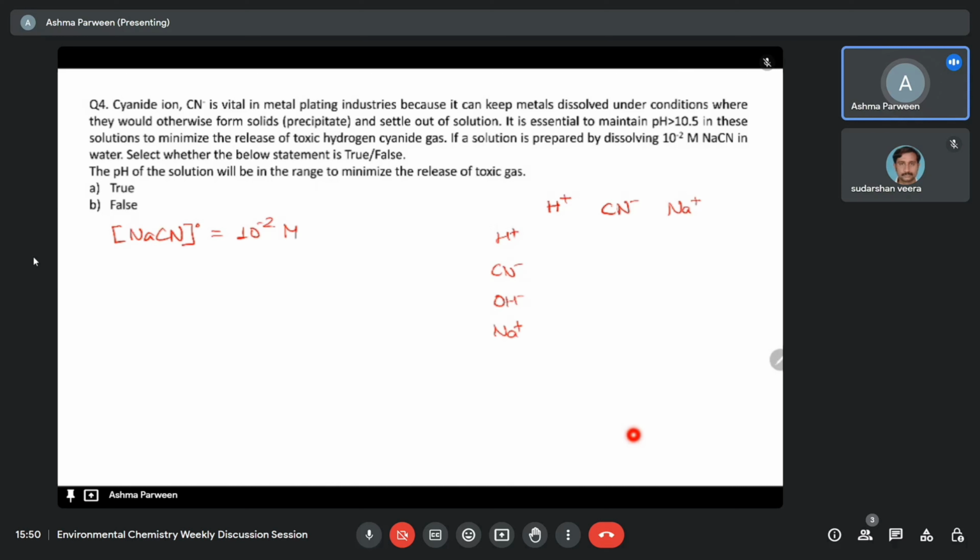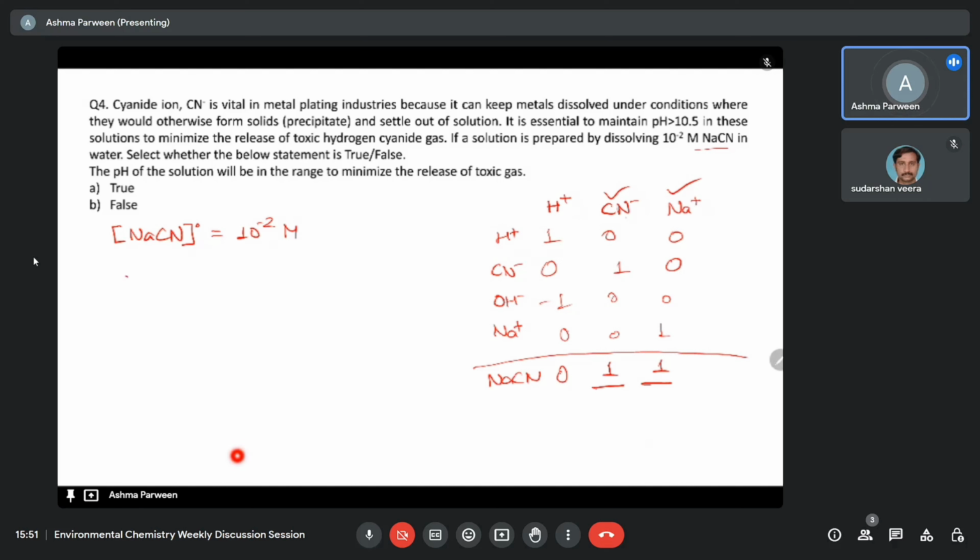But here we are adding NaCN, so it will not give any H plus, so we will not do the component balance on H plus and OH minus ions. So H plus will give us 1 H plus, 0 CN minus, 0 Na plus. It will be 0, 1, 0, minus 1, 0, 0, 0, 0, 1, and we have added NaCN. It will give 0 H plus, 1 CN minus and 1 Na plus. So we have to do the component balance on CN minus and Na plus.